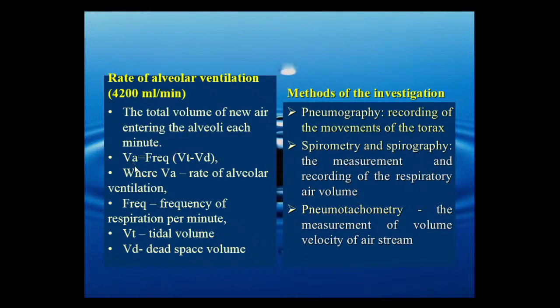And we can calculate this parameter in accordance with this ratio, where VA is the rate of alveolar ventilation, f is the frequency of respiration per minute, VT is the tidal volume, and VD is the dead space volume of air.